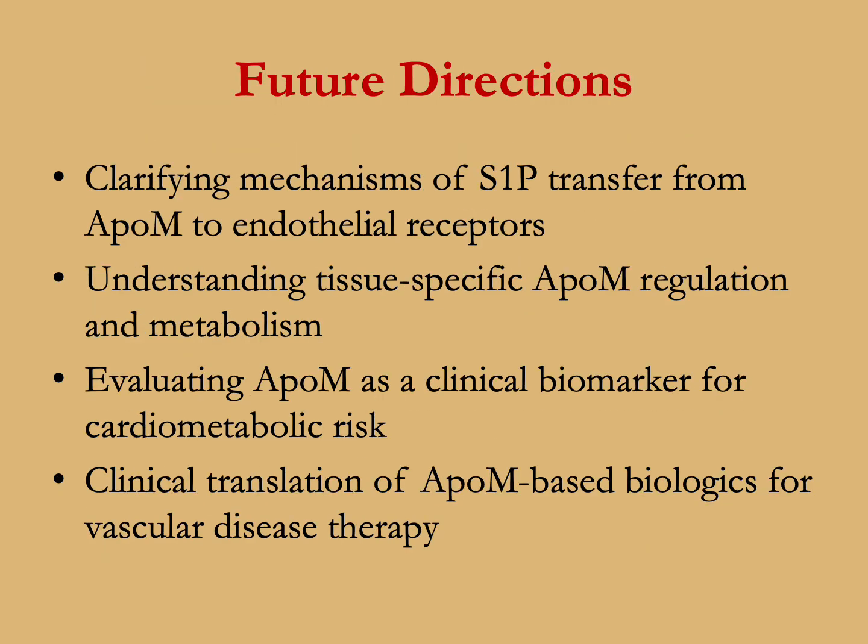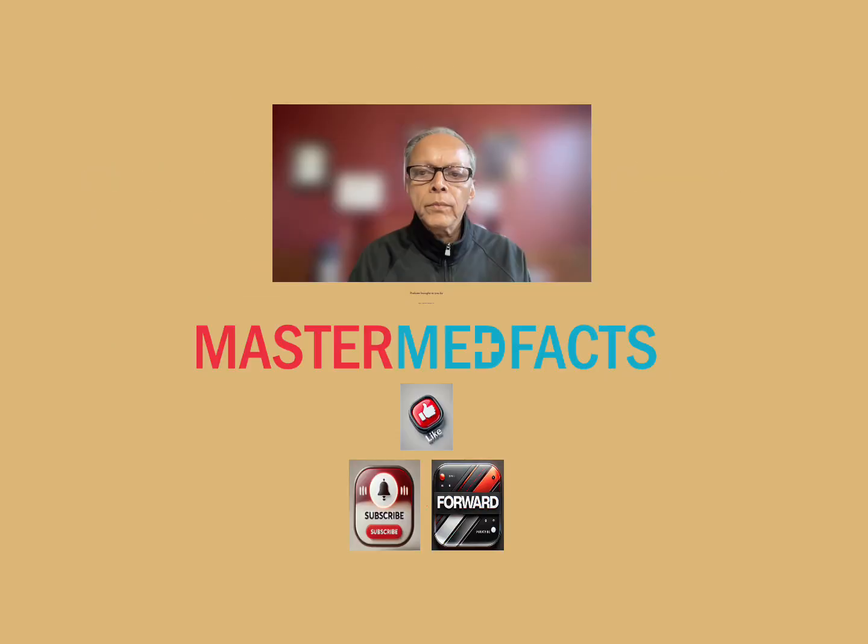Future directions: clarifying mechanisms of sphingosine 1-phosphate transfer from apolipoprotein M to endothelial receptors, understanding tissue-specific apolipoprotein M regulation and metabolism, evaluating apolipoprotein M as a clinical biomarker for cardiometabolic risk, and clinical translation of apolipoprotein M-based biologics for vascular disease therapy. This article is open access. Go ahead and read it.